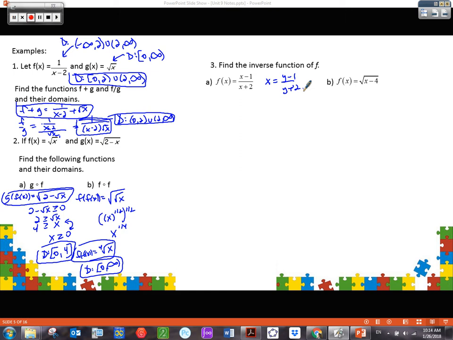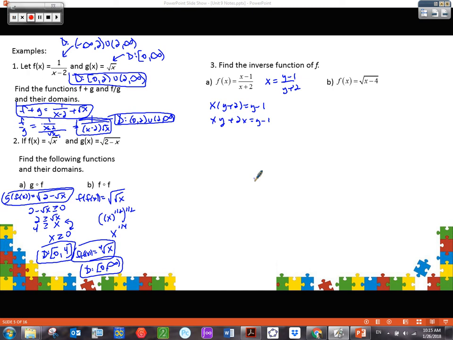Alright, so what I would do is I would cross multiply first. That would be my first step. So that would be x times y plus 2 equals y minus 1. Okay, we all okay with that? Then what I would do is I would distribute. I want to lift the parentheses. This is a fairly complex one. Okay, hopefully we're following along. So I need to lift the parentheses, so I'm going to distribute the x. So I have xy plus 2x equals y minus 1.